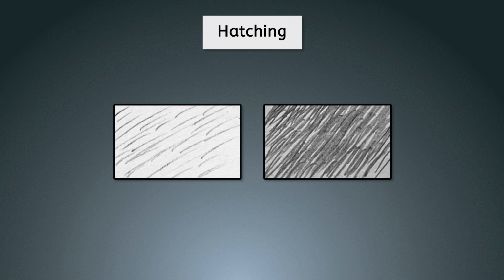Find the specified area in your lesson PDF and give hatching a shot. Create a light and a dark value.